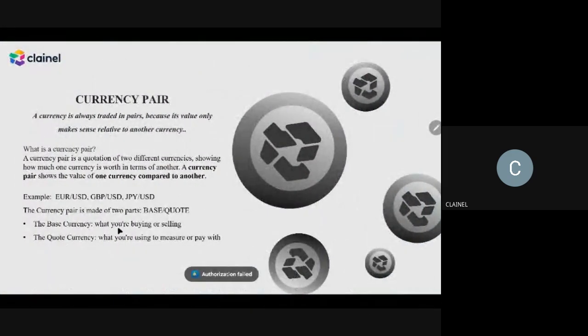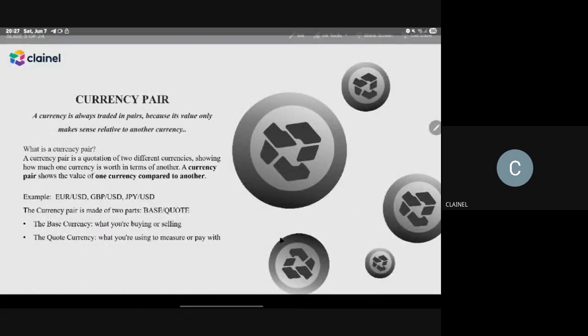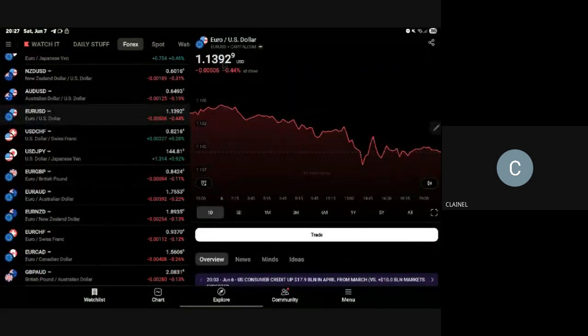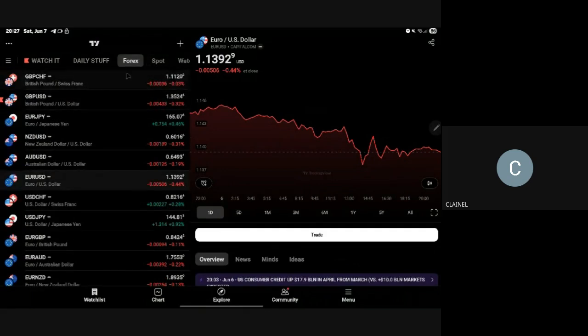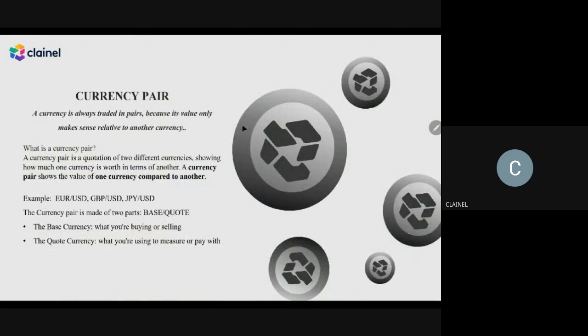That is in accordance with what we have here. The base currency, what you are buying or selling, we want to buy euro or sell euro against the quote currency, which is your United States dollar, which is what you're using to measure or pay. That's why right here, what we're using to measure is the United States dollar. So that's why €1 is equivalent to 1.1392 US dollars. So now, moving back to the class.